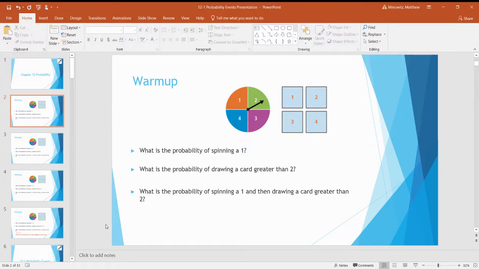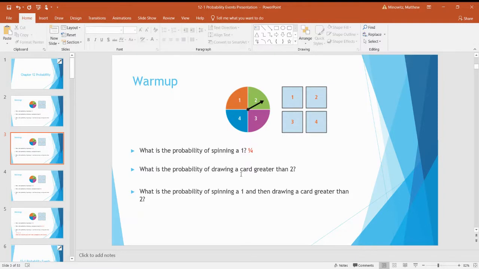Okay, so what is the probability of spinning this spinner and getting a 1? So I look at how many total options I have. 1, 2, 3, 4. I have 4 total options. So the total amount of outcomes is going to be my denominator. And I think of how many outcomes I want. So in this case, it says spin a 1. So I want 1 out of 4 options. 1 out of all 4 of these is what I want.